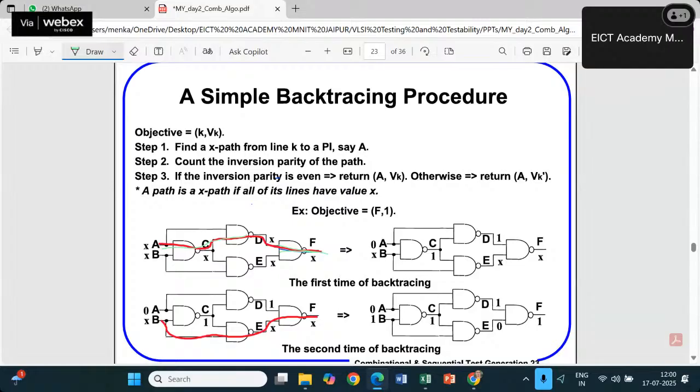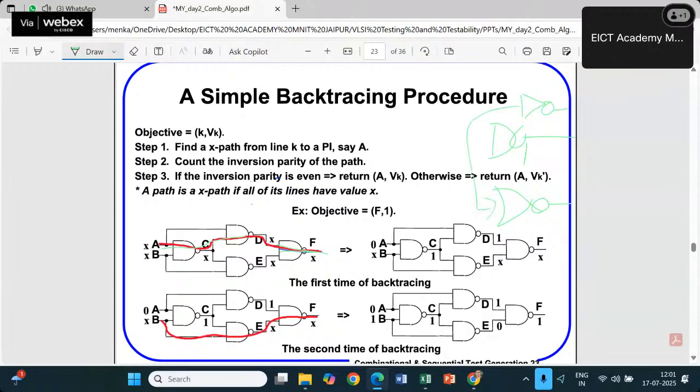After this, we have to count the inversion parity of the path. Inversion parity is what? Whenever you find some bar, for example, a NAND gate is one inversion, a NOR gate is one inversion. So in NAND the inversion is going to happen, NOR means the inversion is going to happen, XNOR is also a similar category, and an inverter also. If you see any one of these in your circuit, it means the inversion parity is 1.